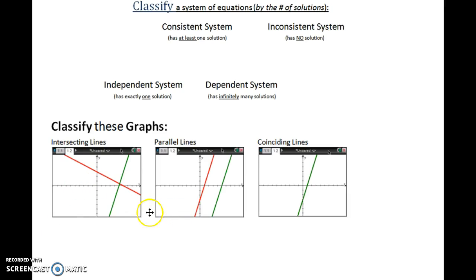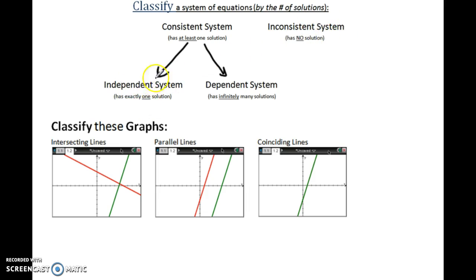So I want to talk about classifying systems. There are two types of consistent. There's either independent or dependent. First, you can classify by the number of solutions. If you have at least one solution, it's consistent. It's inconsistent if your system has no solution. So think about it: if you had two parallel lines, you would have no solution here.